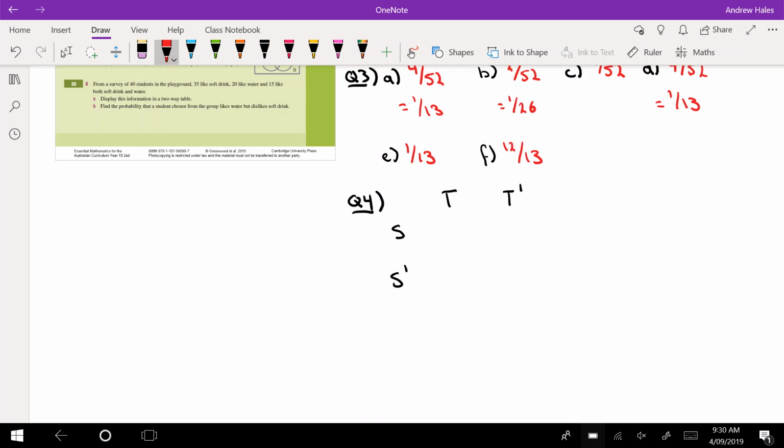Okay, so how many people like them both? It says 3 students enjoy them both. So I'm going to put 3 there. We know the total people who enjoy squash is 20. And we know the total people who enjoy tennis, that's 32.